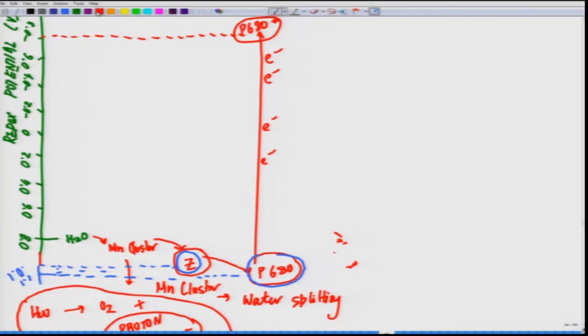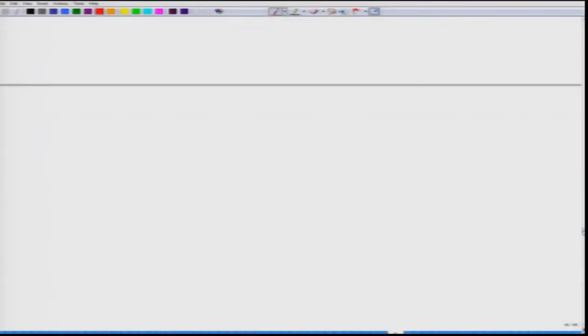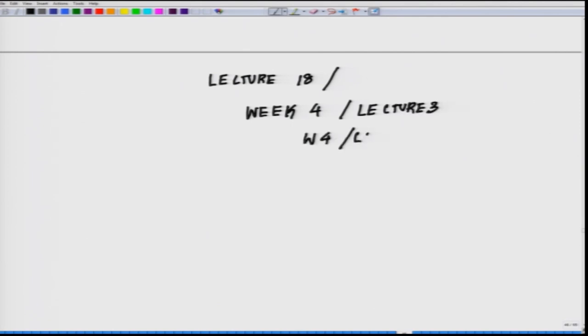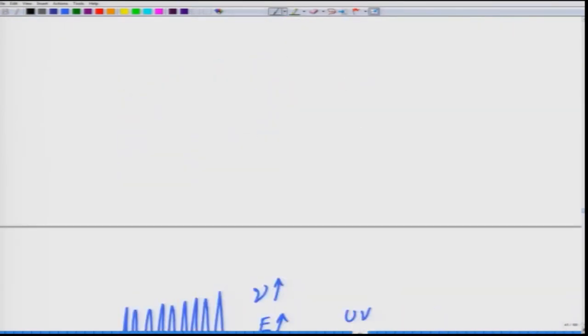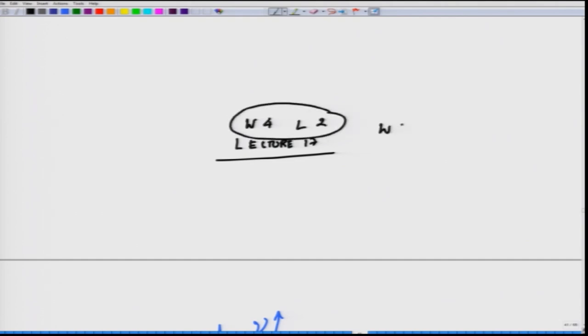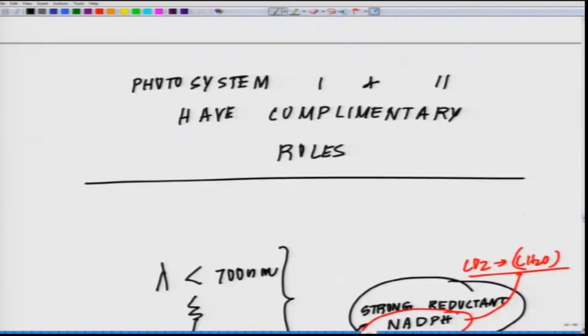Before I start today's lecture, just put it down. Today we are starting our lecture 18, which is week 4, lecture 3, W4L3. This is what we are going to deal with today. In the last lecture, which was our lecture 17, where we talked about the red drop, which was week 4, lecture 2, W4L2. Okay, now coming back to out here.